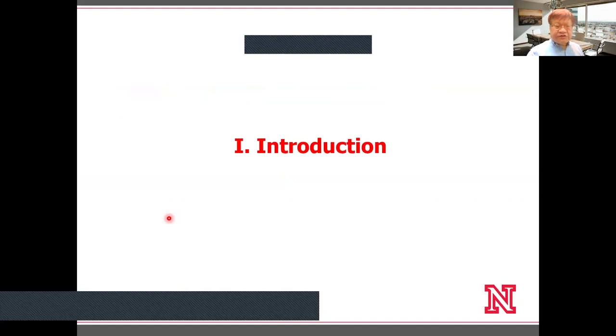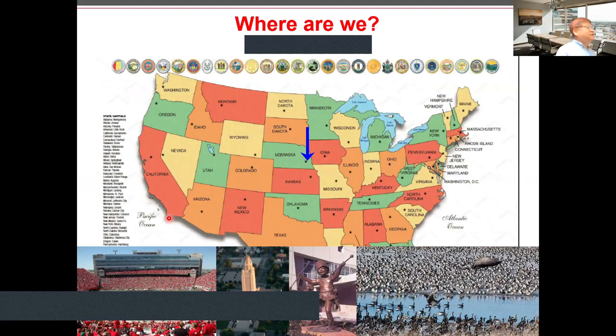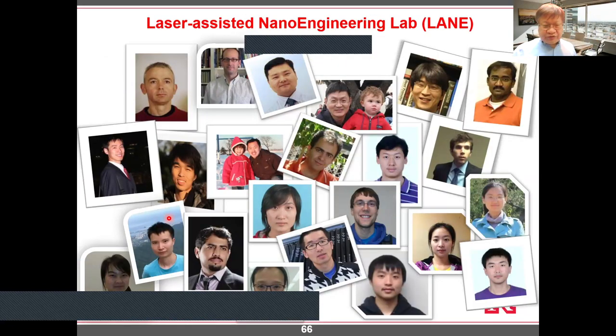Okay, just an introduction of where we are. Probably for people from Canada, we don't have to introduce where Nebraska is, as it is probably known in Canada. But in other parts of the world, we have to tell them where Nebraska is. We have a group called the Laser Assisted Nano Engineering Laboratory, LANE Lab. We have students from all over the world.